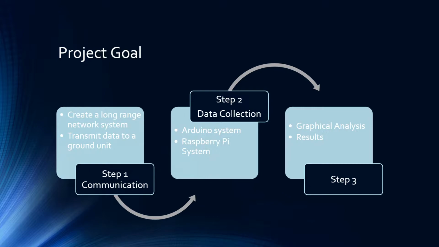Our first step was to create a long-range network system that was capable of transmitting data down to a ground unit. We then moved on to step 2, which was utilizing an Arduino system and a Raspberry Pi, which we will talk about in greater detail later. Step 3 was to use graphical analysis to obtain the results of all of our data.